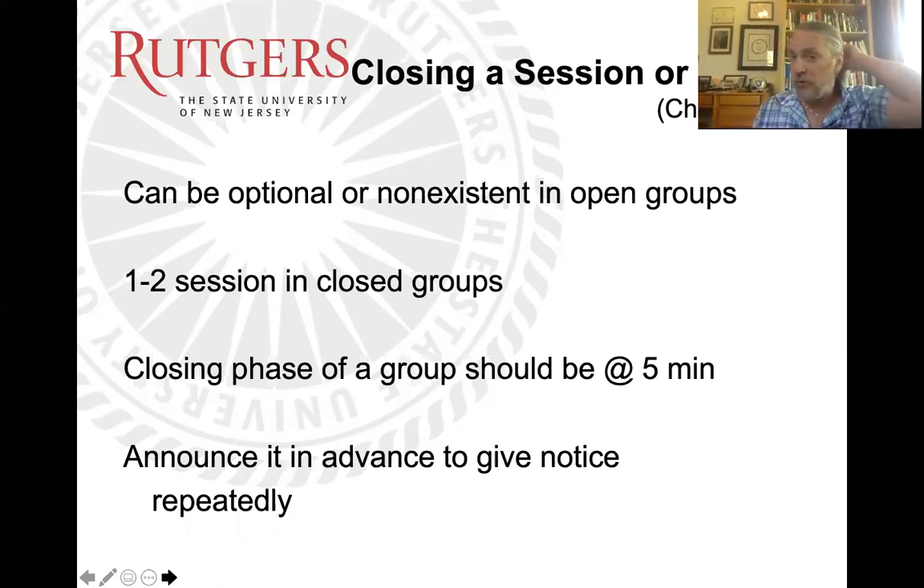If you have a closed group that has the same membership from beginning to end, you need to book that last session. You don't really want to do new work in that session. You want to just use that to close.